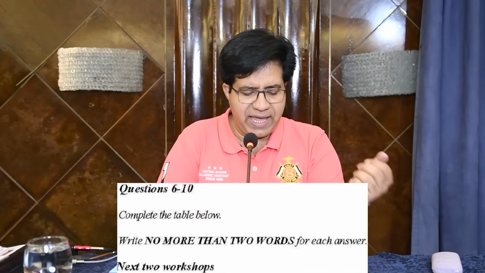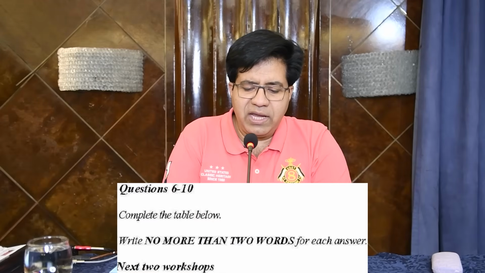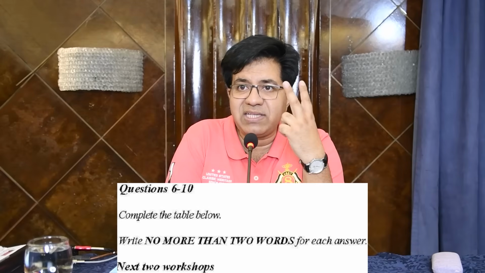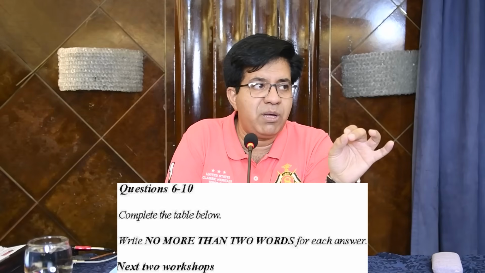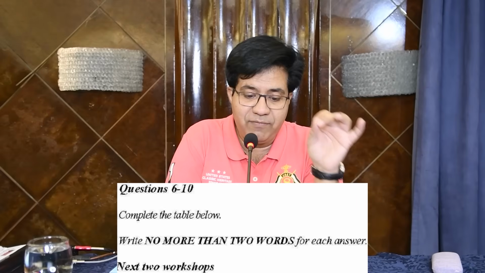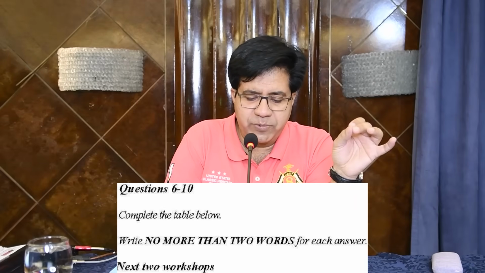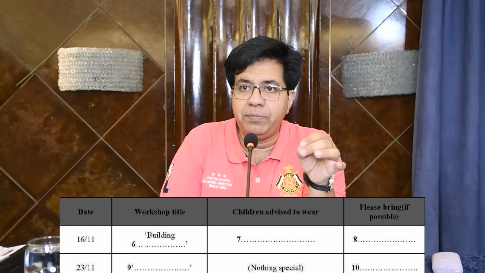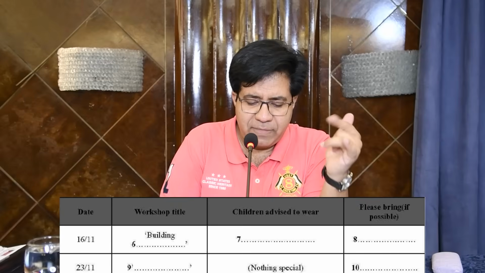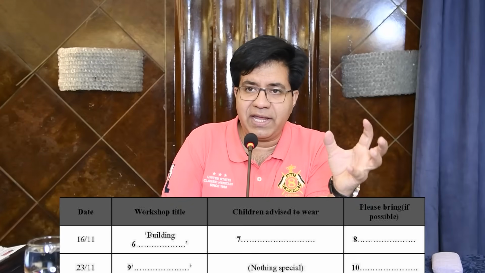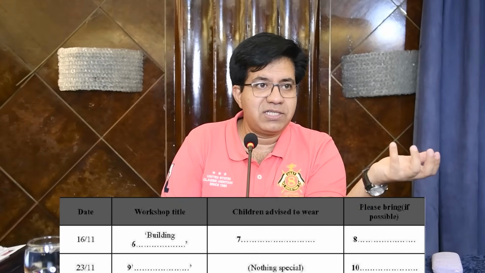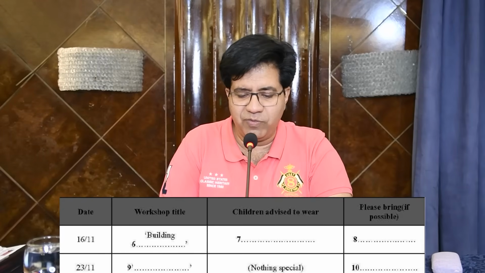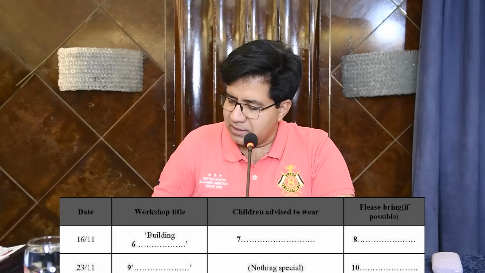Questions 6 to 10. Write no more than 2 words for each answer. Now, there is no number and maximum 2 words. No more means maximum 2 and minimum 1. Well done. Next 2 workshops. Now, they are going to tell us about next 2 workshop. Date 16 October. 16 November. Okay. Workshop title, building dash. Now building what? Title of the workshop is building houses, building something. So whatever they build, that will be your answer.